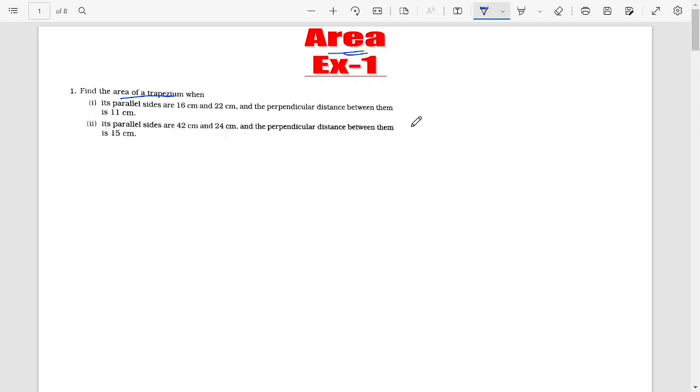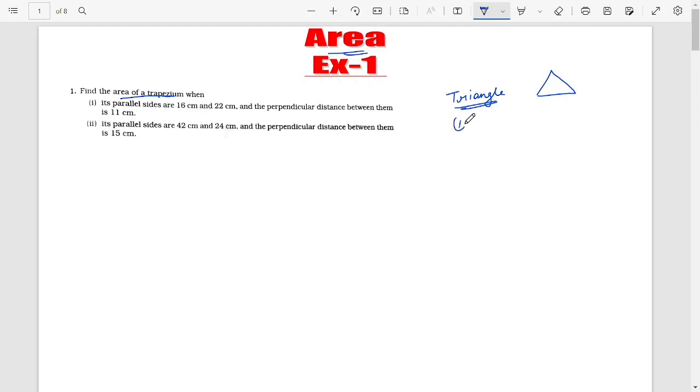Various quadrilaterals' areas you already studied in the previous classes. So first of all, we will start with the triangle topic. What is a triangle? A triangle is a closed figure which is bounded by three sides. A closed figure with three sides is known as a triangle.